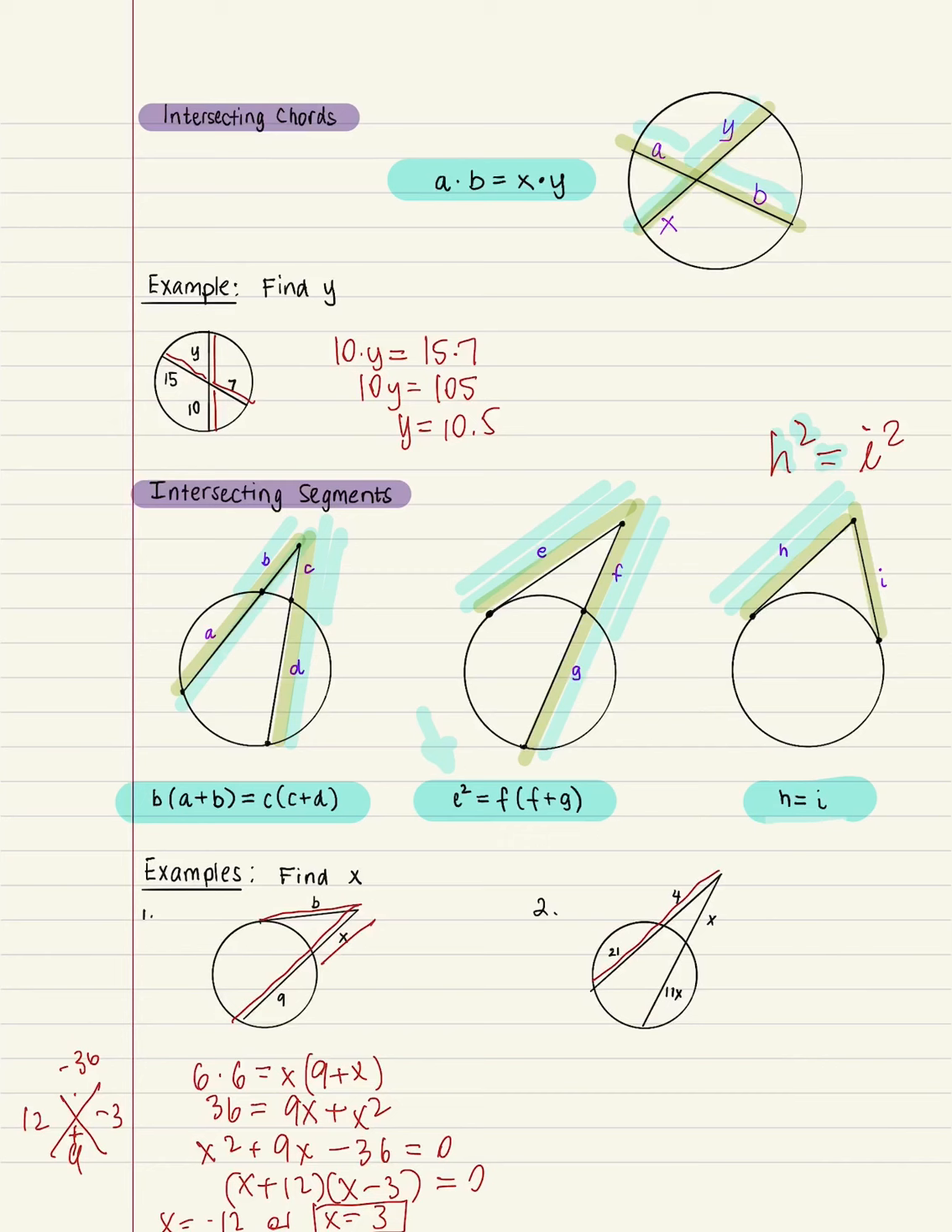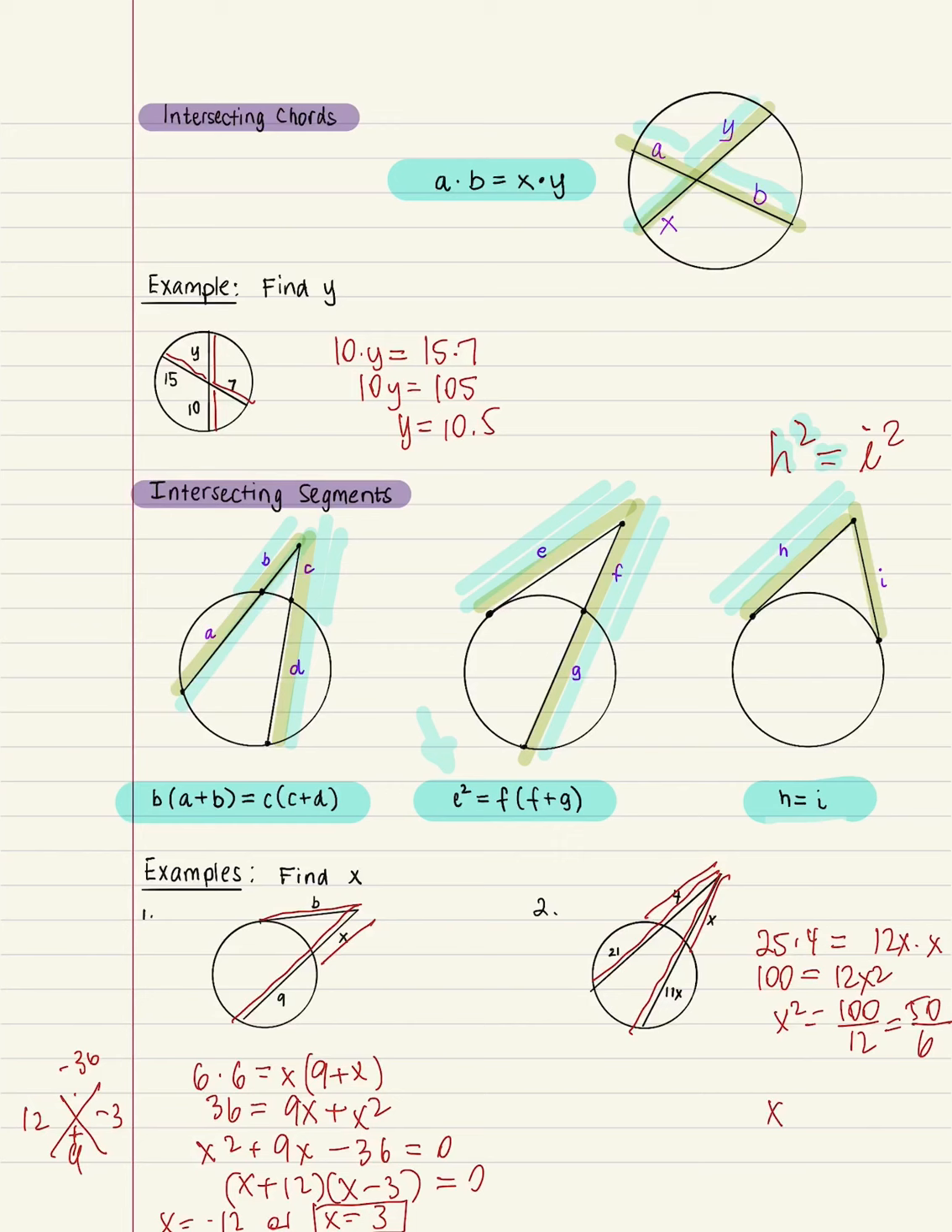So the first one, the length of this segment is 25. The part that sticks out is equal to 4. Okay. For the second segment, the length of the entire segment is 11x plus x, which is 12x. And the part that is outside the circle is x. So this gives us 100 is equal to 12x squared. And that means that x squared is equal to 100 over 12, which simplifies to 25 over 3.